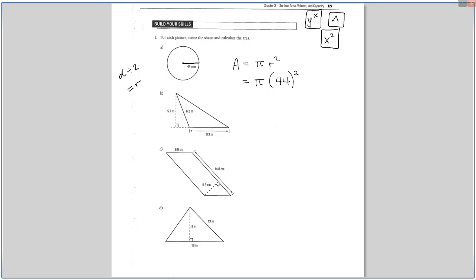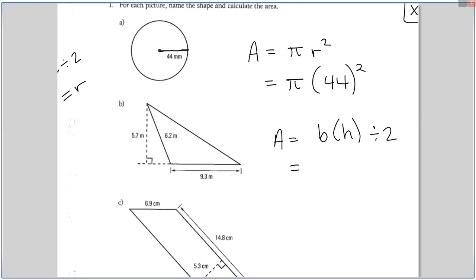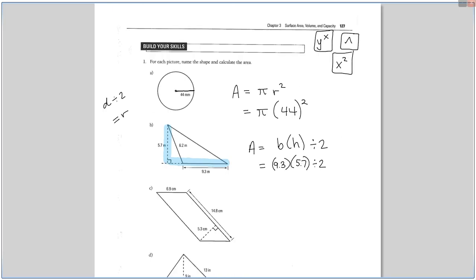Next question is a triangle, so a triangle would be base times height divided by 2. The big thing here is make sure you use the appropriate numbers. The height is always perpendicular to the base. Okay, so you can see that there. So the base value is 9.3, the height's value is 5.7, then you'll divide by 2 after. Remember that with area you use square units. So let's calculate these.